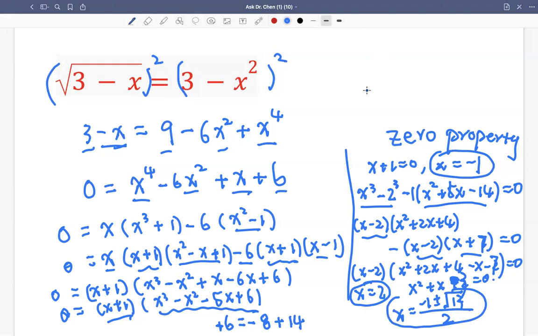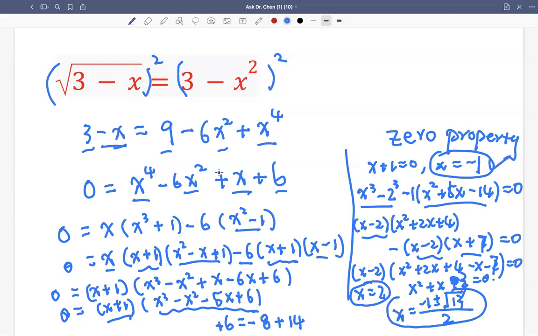Oh, hold on one second. Let's see. We have to check, because we squared both sides. That may cause extraneous solutions. So if we plug in negative 1, that's fine. 3 minus negative 1 becomes 3 plus 1, which is 4. Square root of 4 is 2. Then on this side, negative 1 squared is 1, and 3 minus 1 is 2. So negative 1 is indeed a solution.